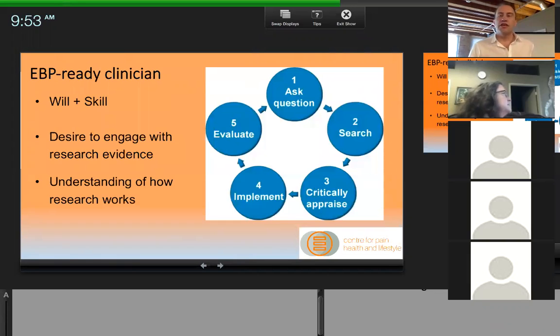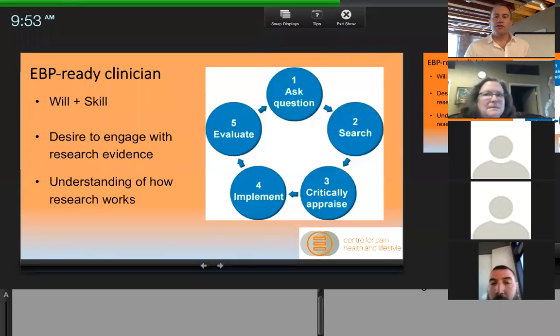And in some ways, and maybe things are changing now, we almost set up clinicians to fail in terms of engaging with evidence. Certainly in Australia, you can do your professional training and really have no good idea about how research works. And if you don't understand how research works, there is no way to practice evidence-based practice.